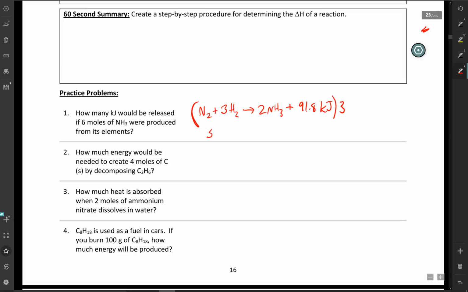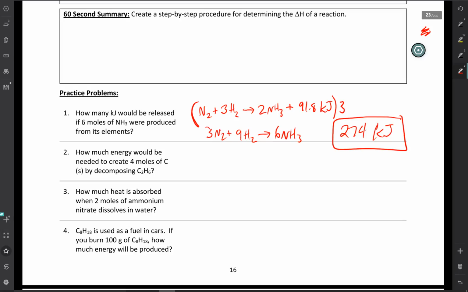So I now have 3N2 plus 9H2 makes 6NH3. And if I take roughly 92 kilojoules and I multiply by 3, hopefully that's a really easy one for you to plug into your calculator, you end up with around 274-ish kilojoules. That's it. Try out question 2 on your own.